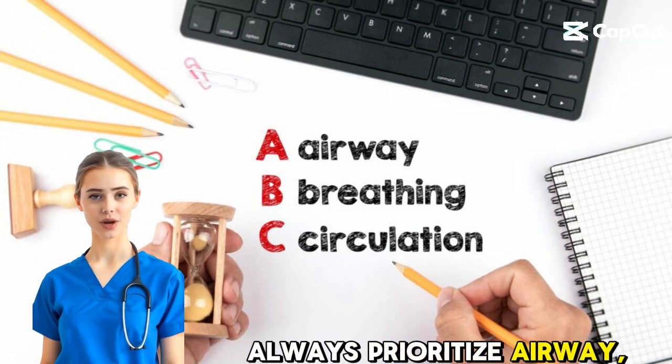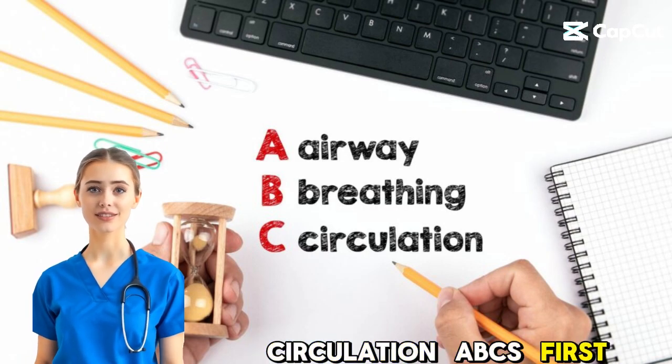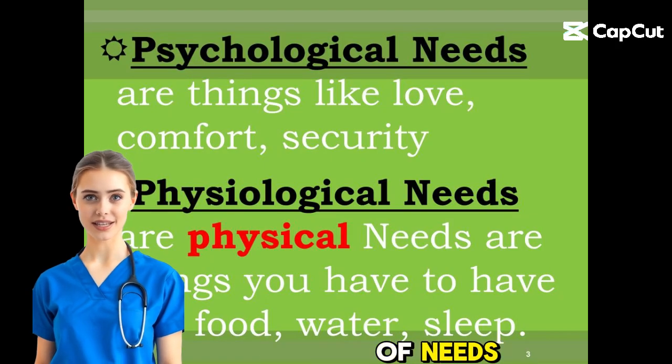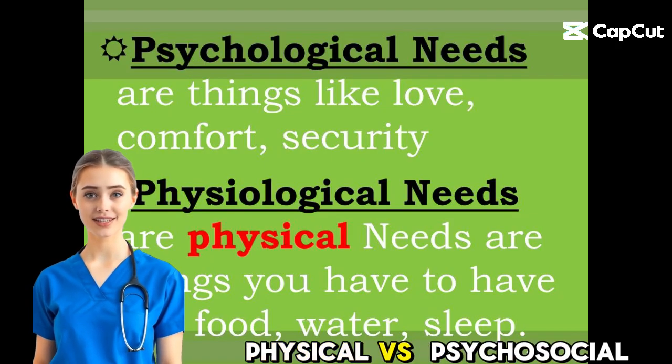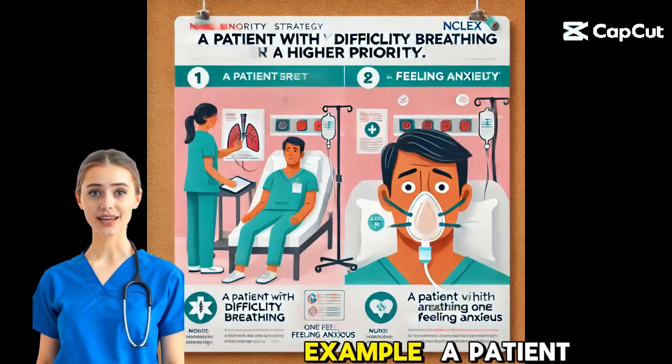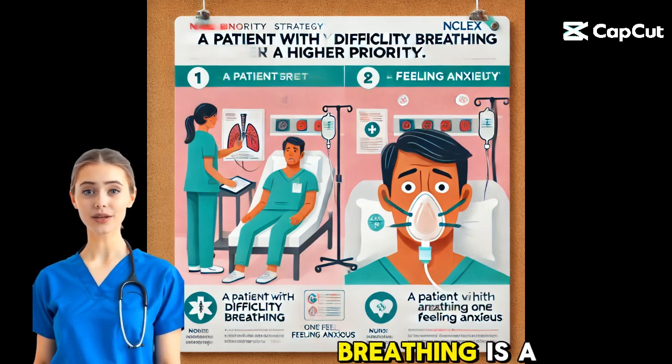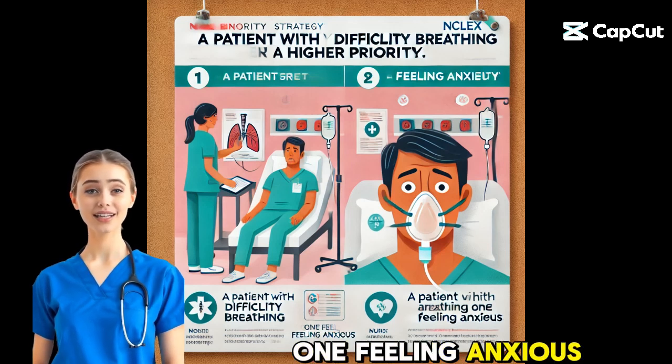Always prioritize airway, breathing, circulation first. Use Maslow's hierarchy of needs to decide between physical versus psychosocial needs. Example: a patient with difficulty breathing is a higher priority than one feeling anxious.